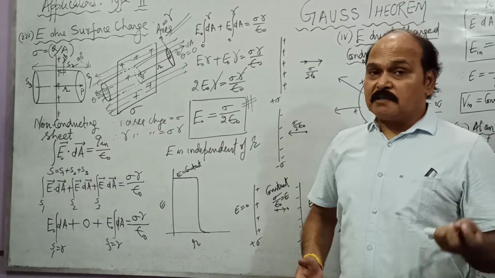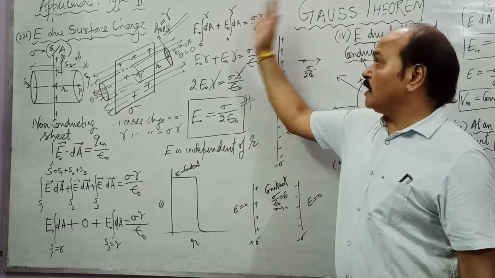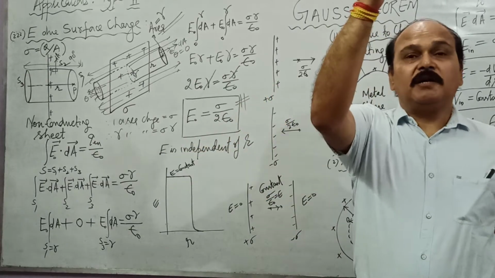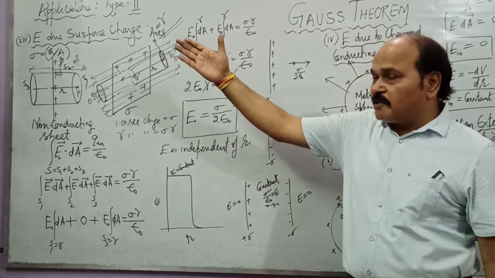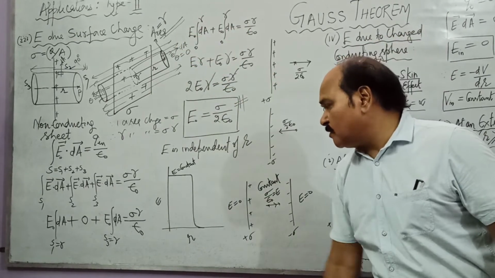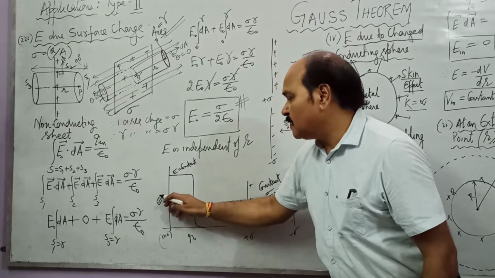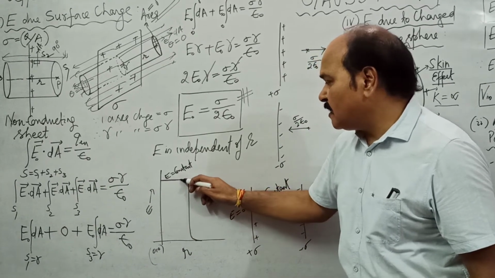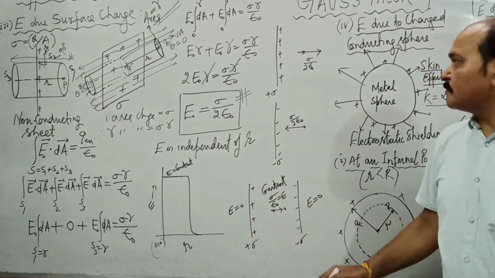Electric field intensity doesn't depend upon distance. That doesn't mean the electric field will be constant throughout. If this board has a certain surface charge distribution, that doesn't mean throughout this room the electric field intensity will be constant. Electric field is constant up to a certain very small distance, and thereafter it shoots down to zero, and that is what is plotted here graphically. This is E and this is r. The electric field intensity inside is constant, and then it very rapidly shoots down to zero.